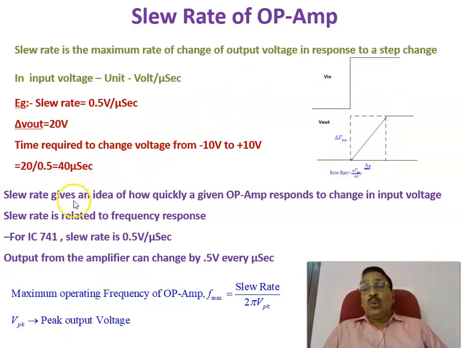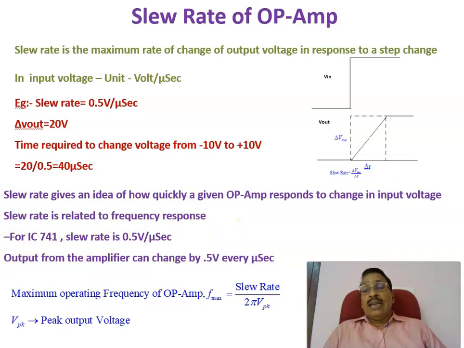That is the slew rate of an operational amplifier. Slew rate gives an idea of how quickly a given op amp responds to a change in input voltage. Another thing is that slew rate is related to the frequency response also.